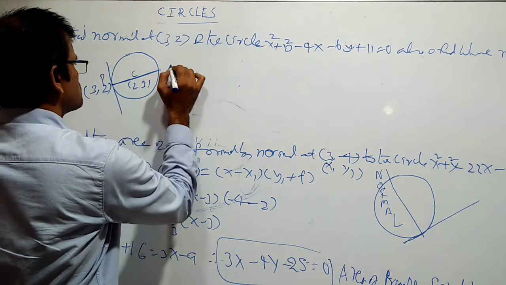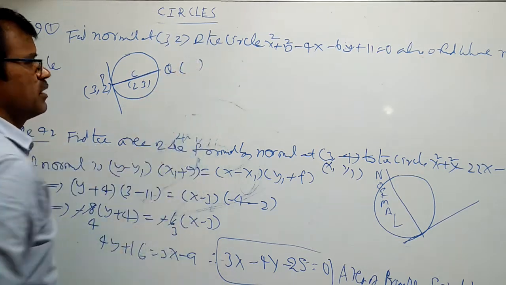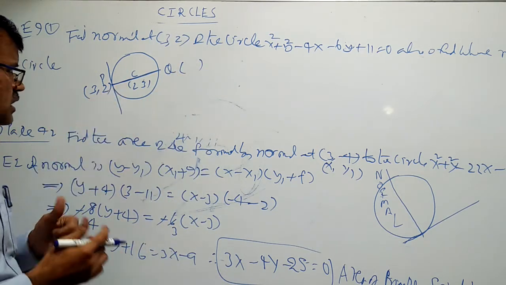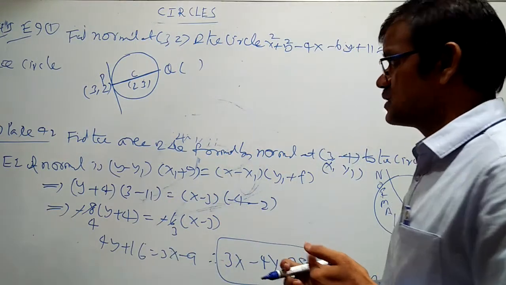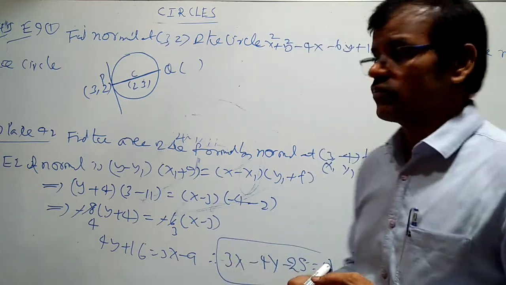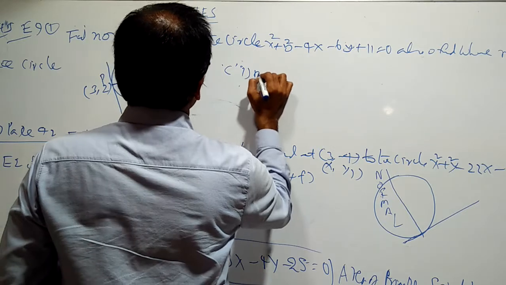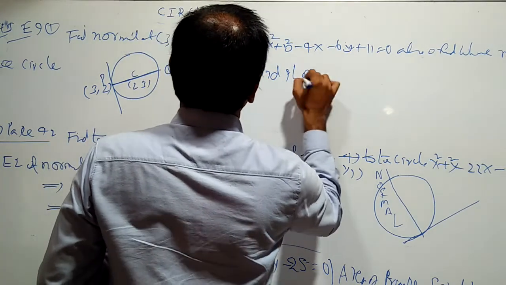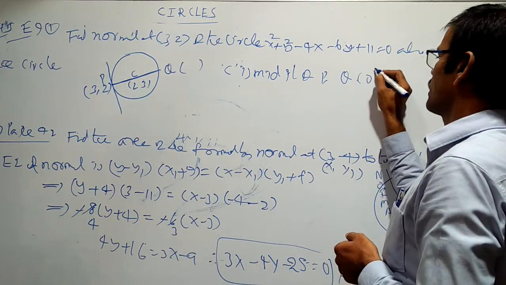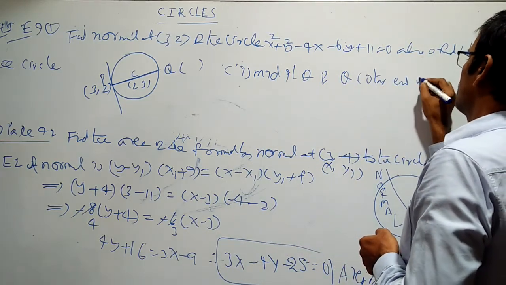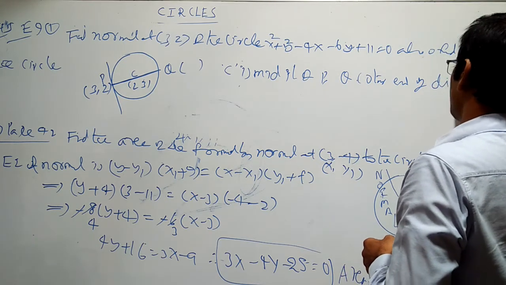If this is P and this is Q, the normal meets the other end of the circle. It is nothing but the other end point of the diameter. We know that the center is the midpoint of the two extremities of the diameter. Using the midpoint concept, you can find this easily. You already learned this in exercise 1A. Now C is the midpoint of PQ, so Q is the other end of the diameter or normal.